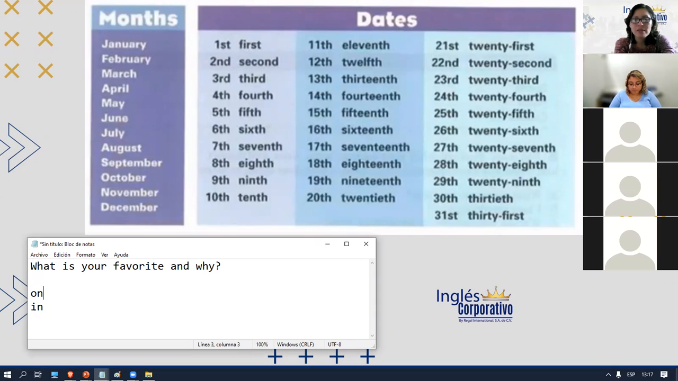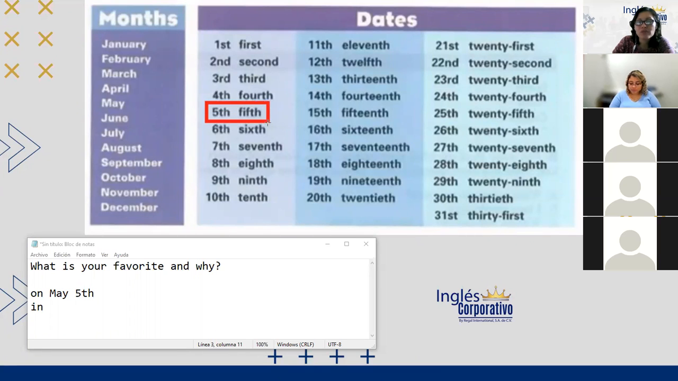¿Cómo así? For example, un ejemplo, ¿verdad? My birthday is on, ¿qué? Por ejemplo, digamos, May. My birthday is on May the 5th. Okay, so when I am expressing the date, yo lo voy a hacer específicamente con el mes y el número ordinal, right? So in este caso, that's gonna be the 5th, right? Yo no digo May 5, no, right? Yo digo May 5th.